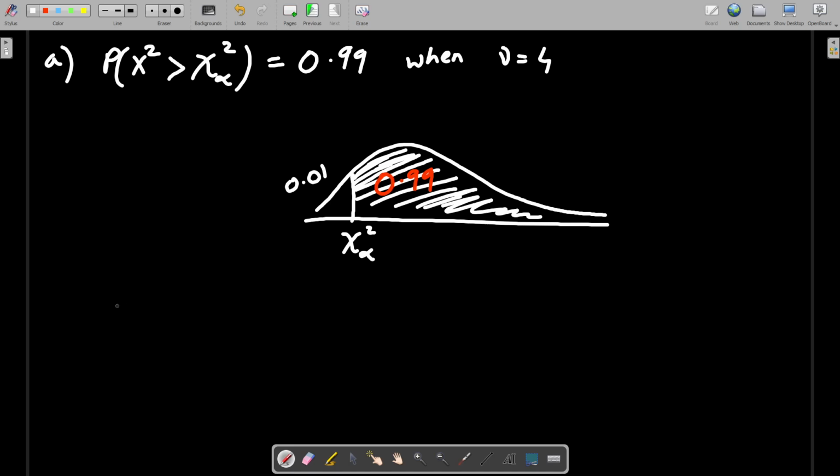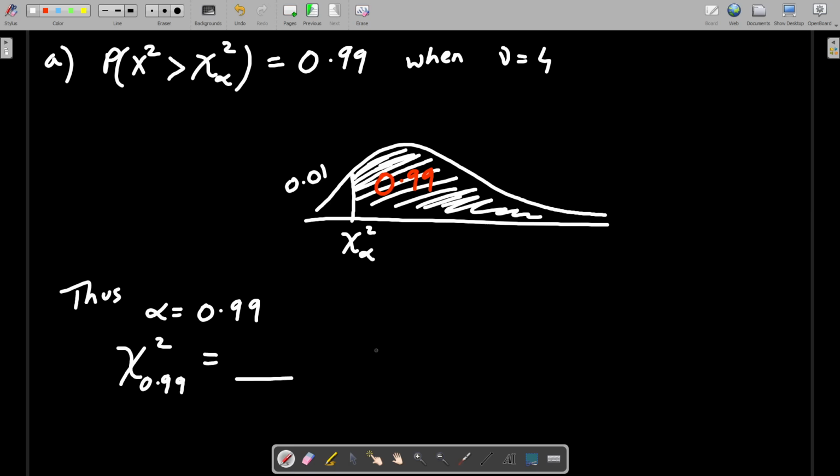Probability of this. So basically, what do we conclude from here? Thus alpha is going to be equal to 0.99. This is clear because the area to the right of this point is 0.99. So alpha is going to be 0.99, so we have to find out chi-square of 0.99.